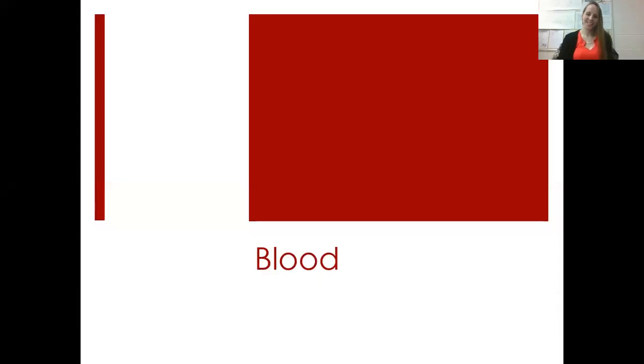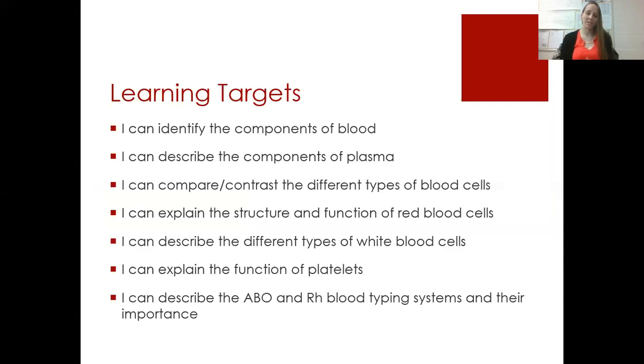Okay, so for this lesson about blood, we're going to be going over the different components of blood as well as the components of plasma. We're going to be talking about all the different types of blood cells. We're going to talk specifically about the structure and function of red blood cells. We're going to briefly go over some of the different types of white blood cells, though we will get into those more in the immune system lesson. We're also going to talk about how platelets function, and then we're briefly going to touch on different blood types.